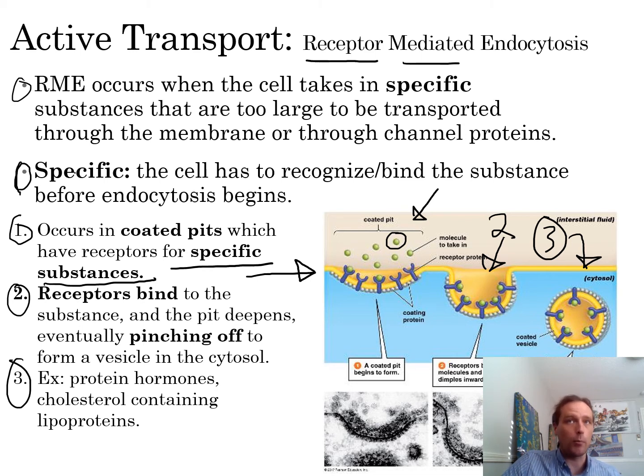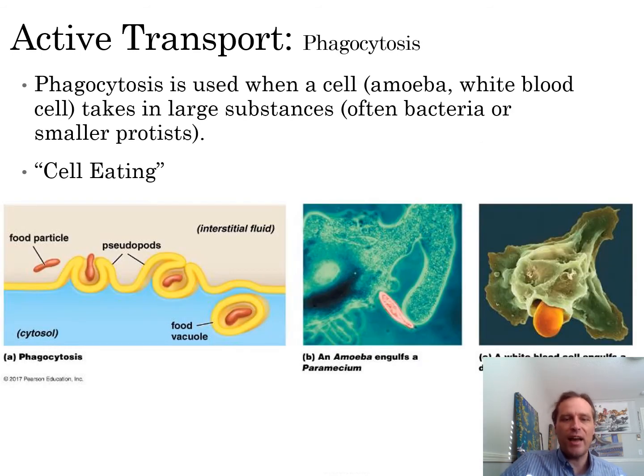Just a couple of examples: sometimes taking in hormones that are just too big to get in any other way. Also, we talked a little bit about LDL, HDL, the transport of cholesterol. It's a big molecule, so cholesterol-containing lipoproteins will get into cells like this as well. Phagocytosis.